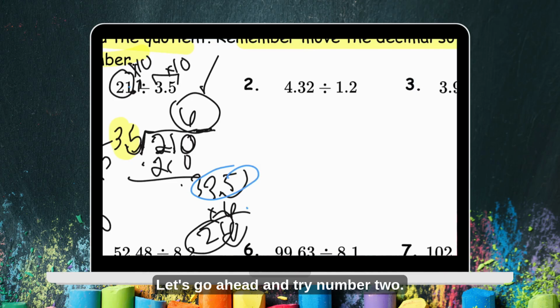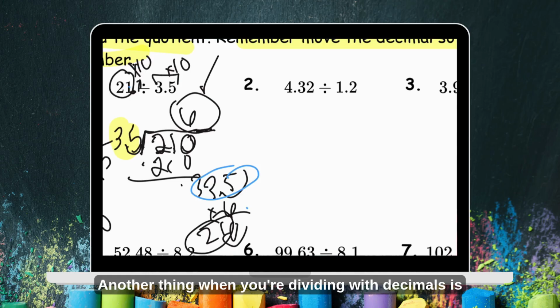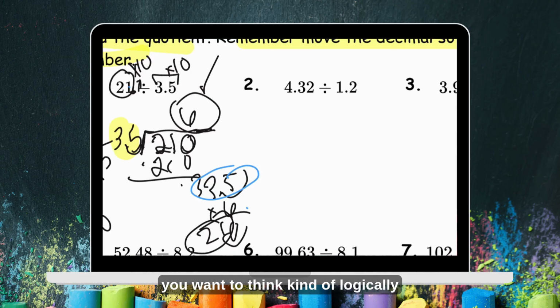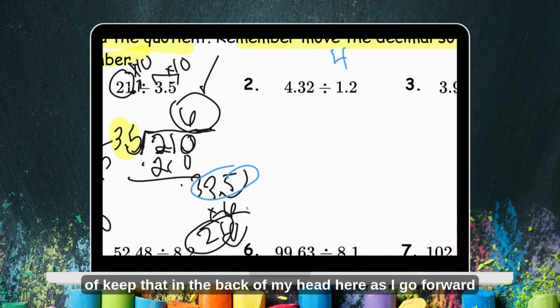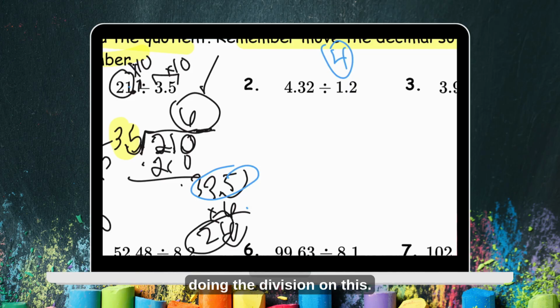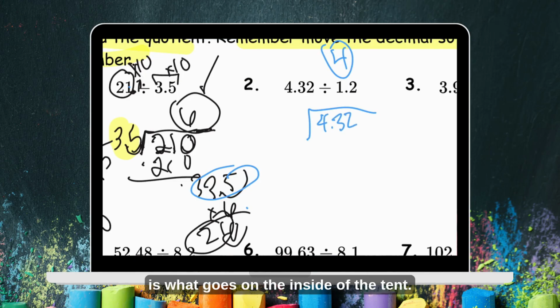Let's go ahead and try number 2. Another thing when you're dividing with decimals is you want to think kind of logically about your numbers, right? If I did 4 divided by 1, I know that my answer would be 4. So I'm going to keep that in the back of my head as I go forward doing the division on this. So 4 and 32 hundredths is what goes on the inside of the tent, and then 1 and 2/10 is on the outside of the tent.